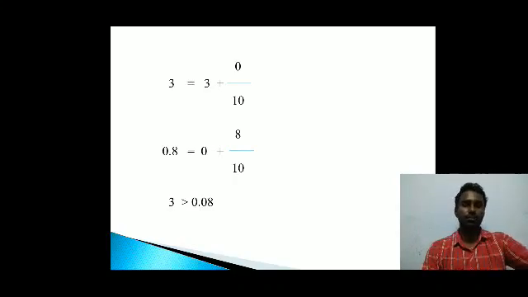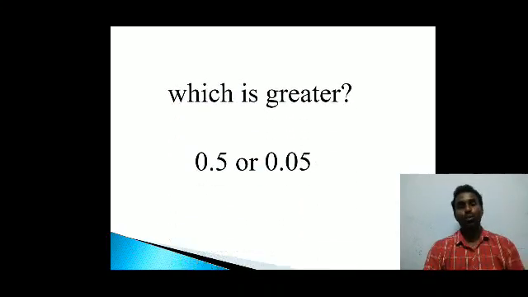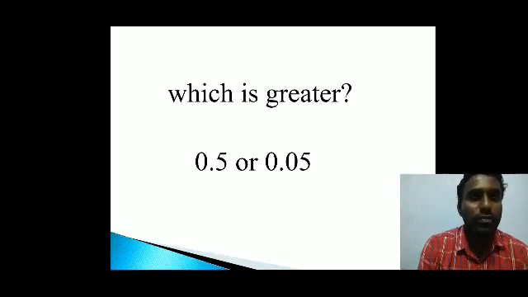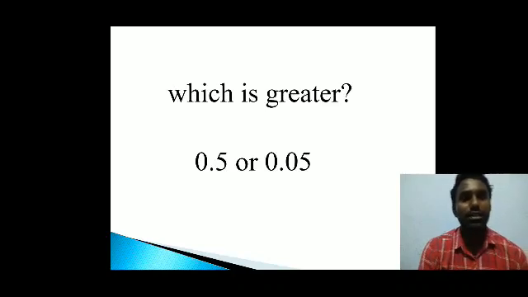Okay students, shall we go to the next problem? Now just look at which is greater, 0.5 or 0.05. Which one is greater? 0.5 has one digit after the decimal point. The second one, 0.05, has 2 digits, right? So we have to make that one digit into 2 digits. How, sir? 0.5 can be written as 0.50, that's all, right? Okay, just look at the solution.